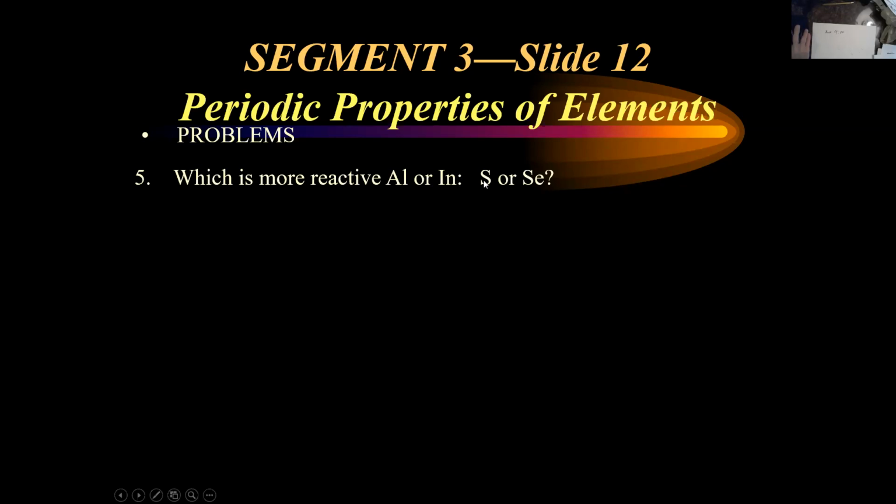Sulfur and selenium are in the same family. Sulfur is over selenium. So we're going to think about these in terms of non-metallic reactivity. And that means sulfur is more non-metallic. It's nearer the top than selenium. And so the most reactive of the pair would be those.